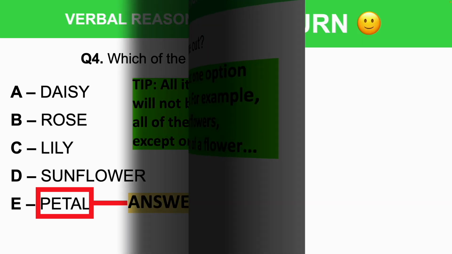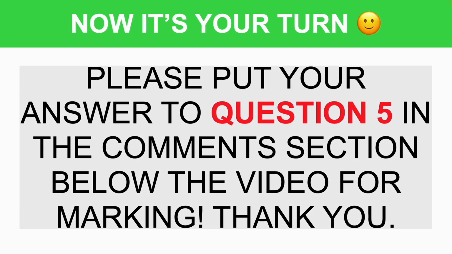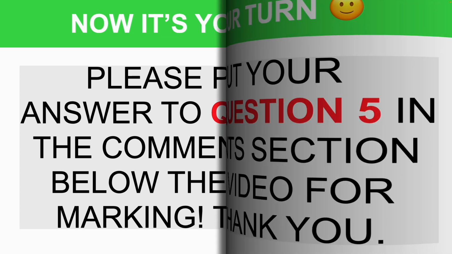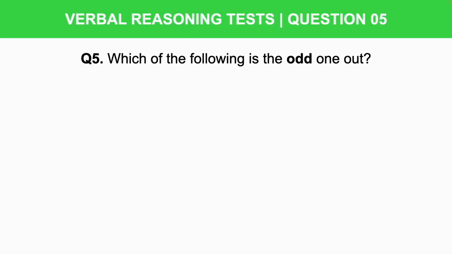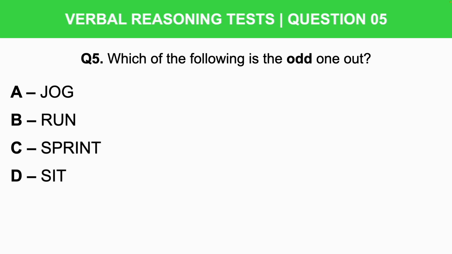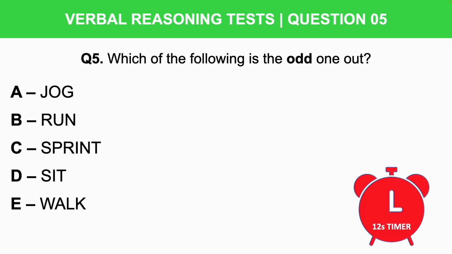So now it's your turn to try this yourself. Remember, please put your answer to question number 5 in the comment section below the video for marking. Let's dive straight in. So question 5, which of the following is the odd one out? Is it A, jog, B, run, C, sprint, D, sit, or E, walk? Your timer starts now.